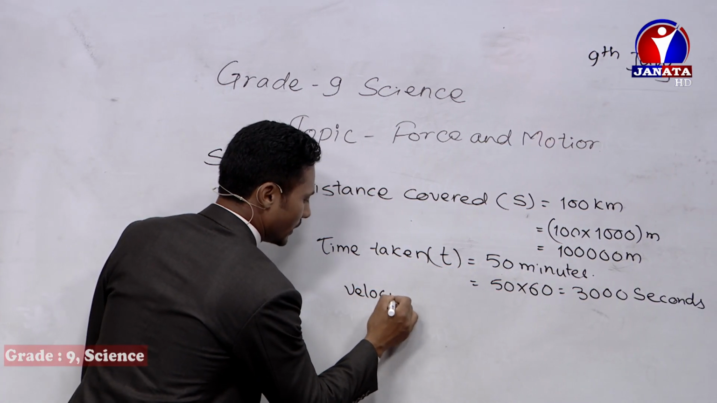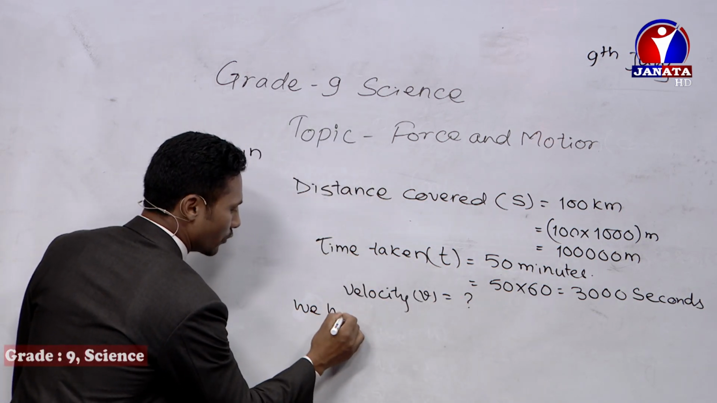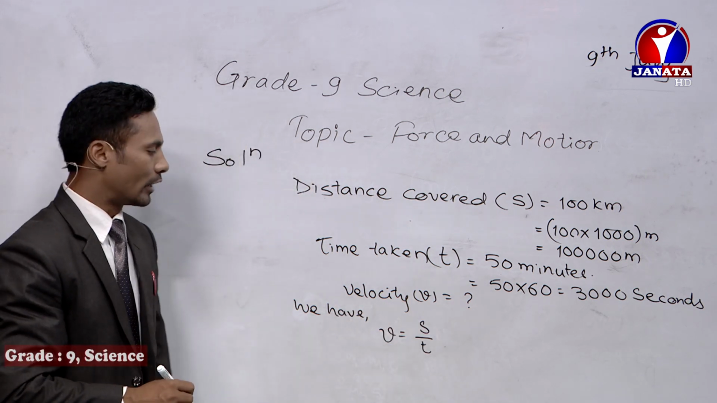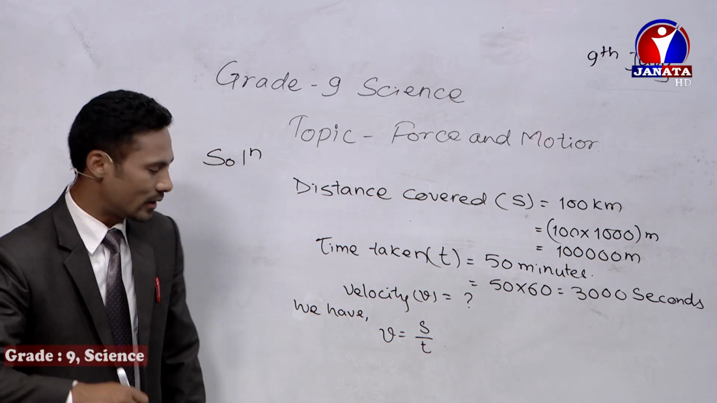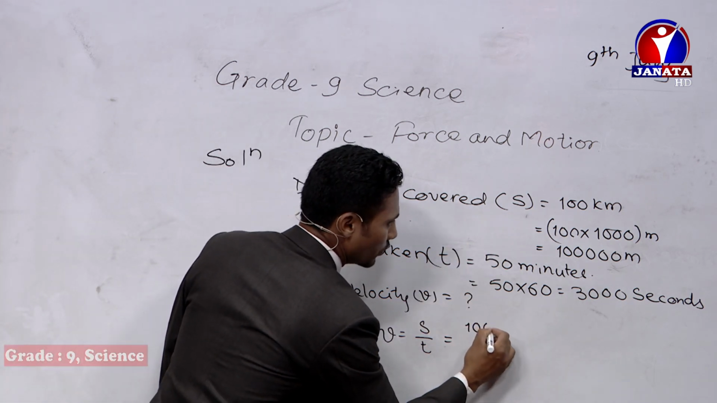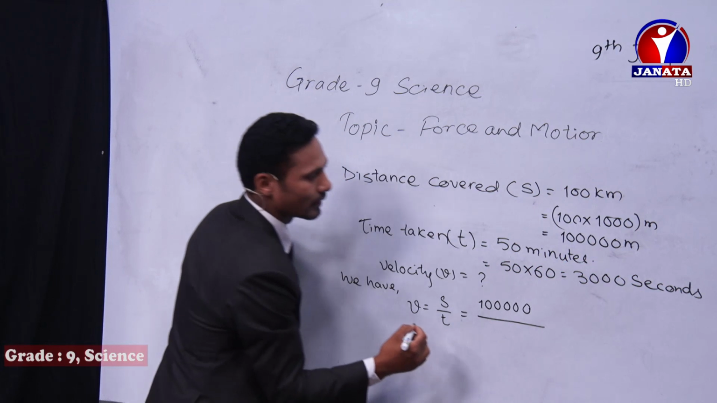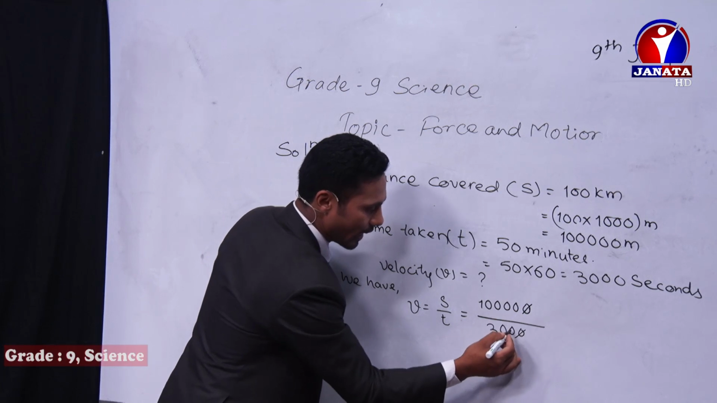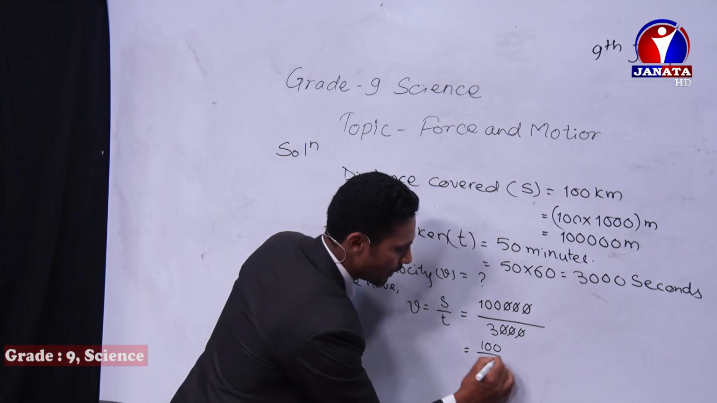So velocity V equals to what? We have the formula V equals S by T, right? Velocity is displacement by time taken, or distance covered in the shortest direction by the time. This is the formula. So we have the value from there, that is 50 divided by the time taken, 3000. So let's simplify this. One zero, one zero cancel, these three zeros cancel, so this gives 100 by 3.